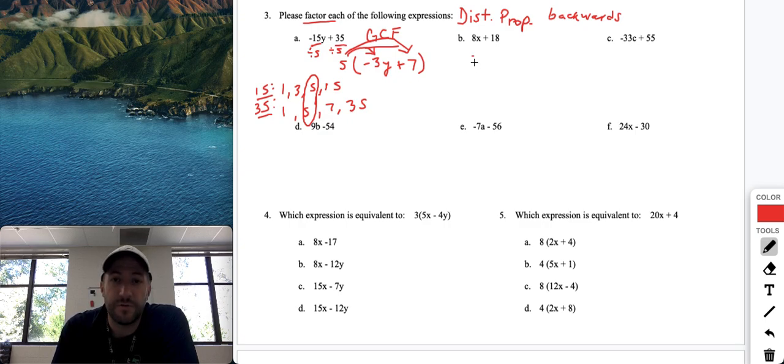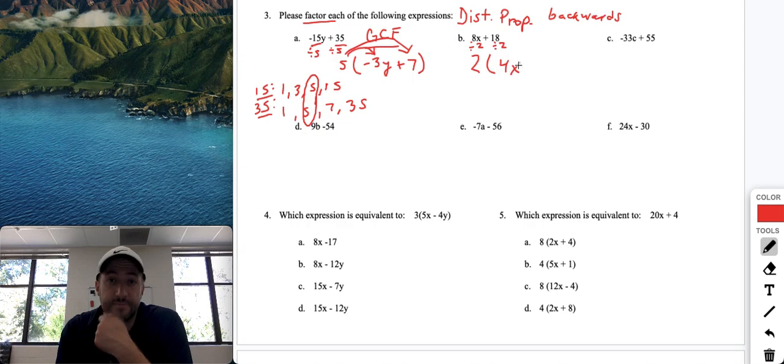So I'm going to pull that greatest common factor out, and it's going to go on the outside of my parentheses. Then I'm going to divide both of these terms by that GCF. So 8x divided by 2, that gives me 4x. I just divide the numbers and keep the variable. 18 divided by 2, that gives me 9. And then that's a positive 9, and I'll keep that plus sign.